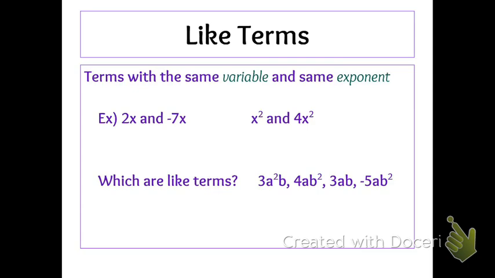So here's an example. We've got 3a squared b, 4ab squared, 3ab, and -5ab squared. And we want to figure out which of these are like terms. Now they all have a's and b's, but we need the exponent parts to be the same as well. And the ab squareds, those are the same for the 4ab squared and -5ab squared. So those are our like terms.